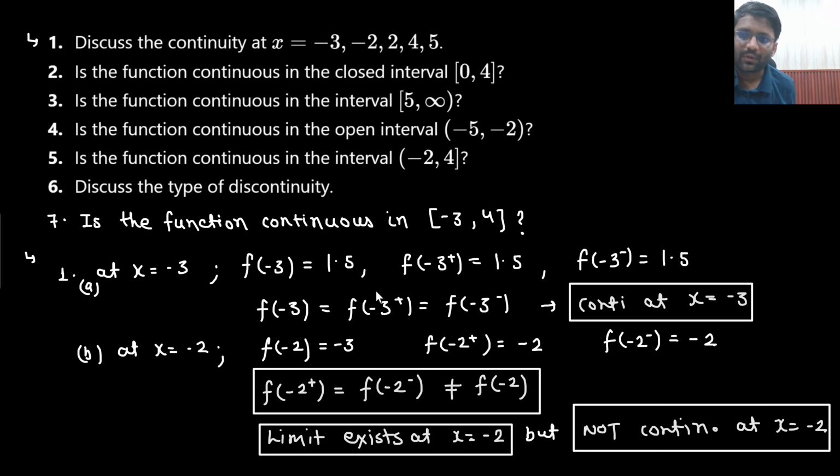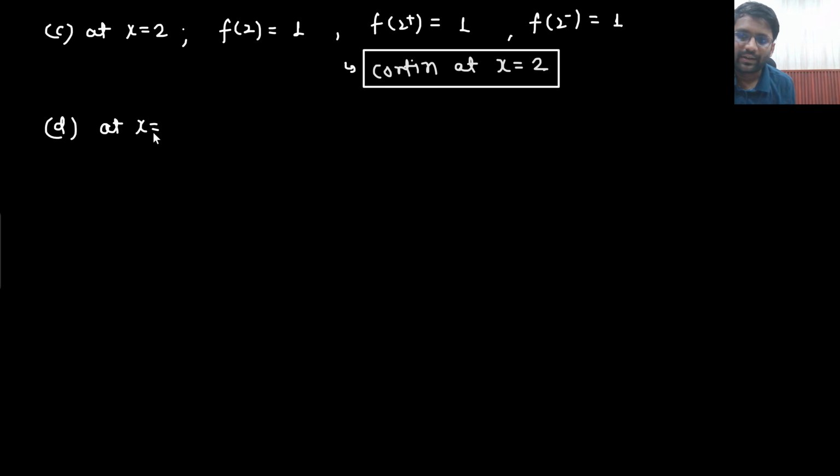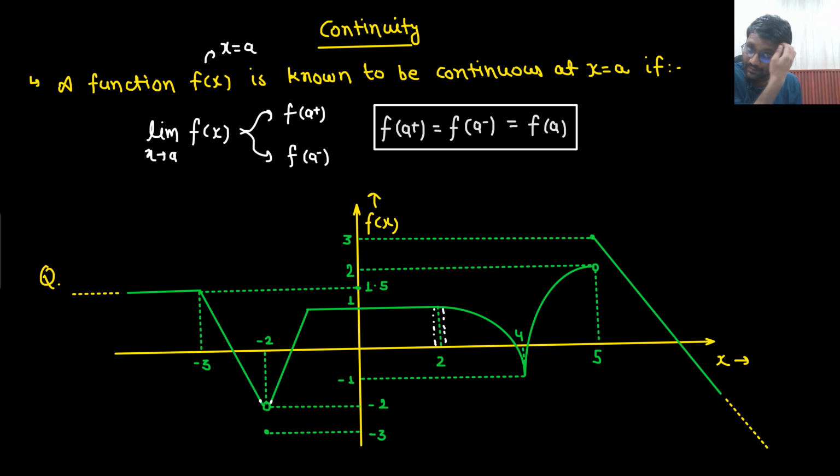Next one, we need to talk at x equals 4. So what do we need to find out? We need to find out the value of f of 4, f of 4 plus, and f of 4 minus. So let's find out these values. At 4 the value is nearly minus 1, right? And sorry, at f of 4 the value is exactly minus 1.